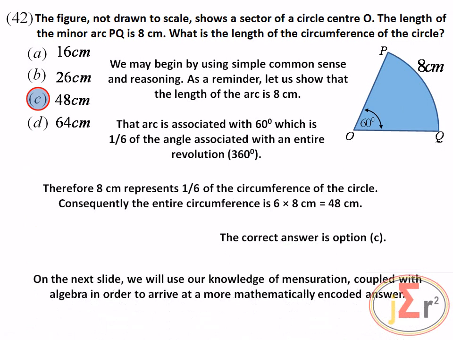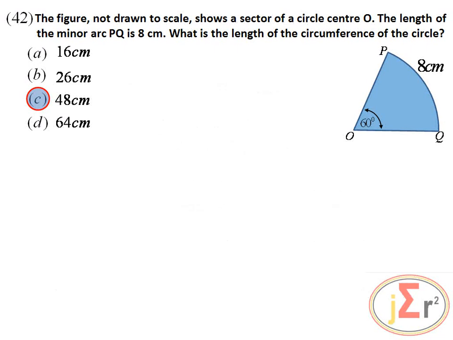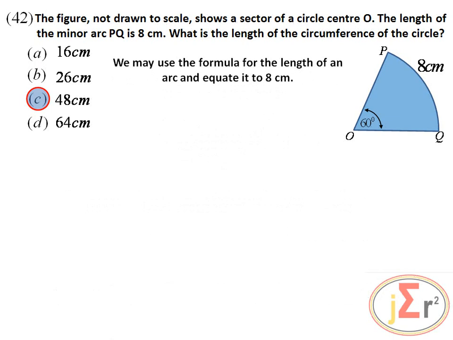On the next slide, we will use our knowledge of mensuration coupled with algebra in order to arrive at a more mathematically encoded answer. There we have the problem again. We may use a formula for the length of an arc and equate it to 8 centimeters. So, arc length: theta over 360 multiplied by the circumference is equal to 8. The fraction of the circumference that the arc represents is multiplied by the circumference, and the result is 8.